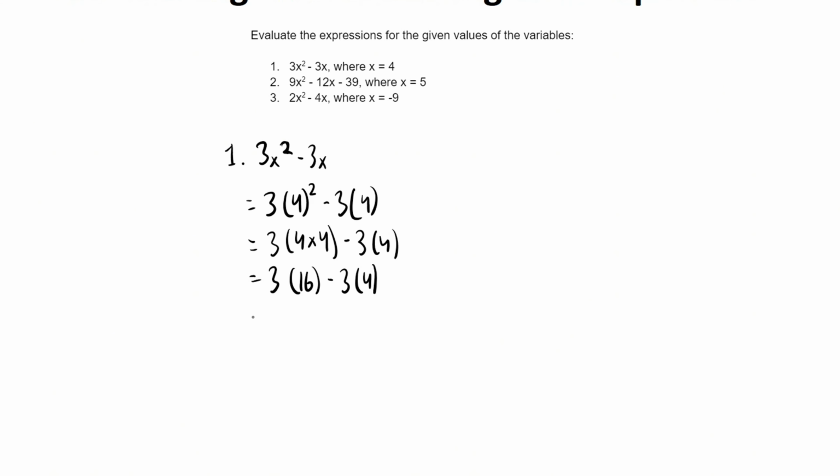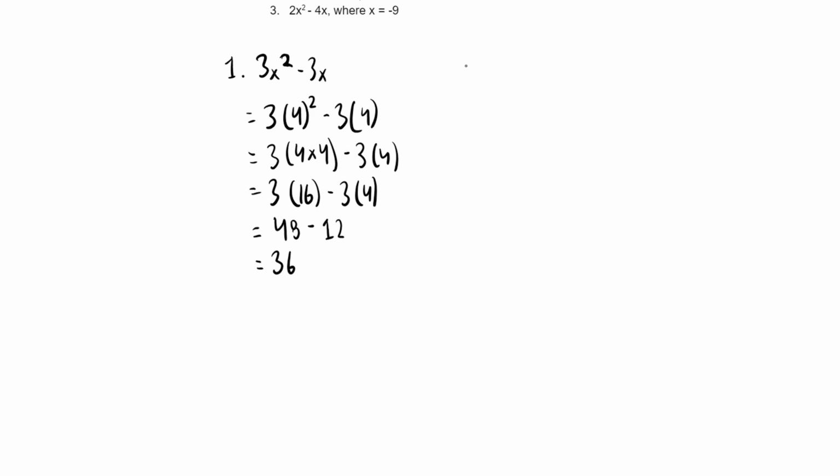Now we can do some simple multiplication and subtraction. So 3 times 16 would be 48. 3 times 4 would be 12. And you get a final answer of 36. Simple enough. Now 2.